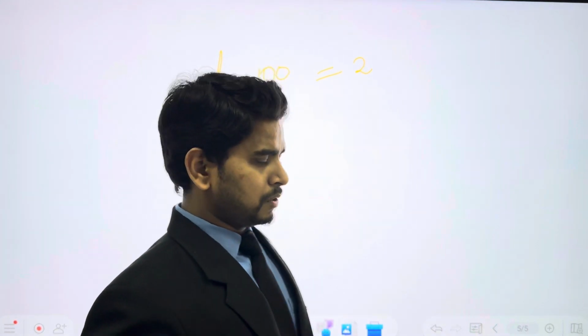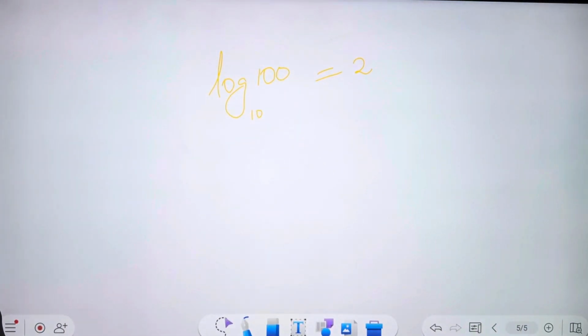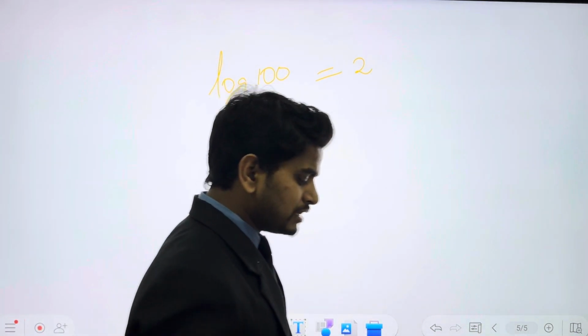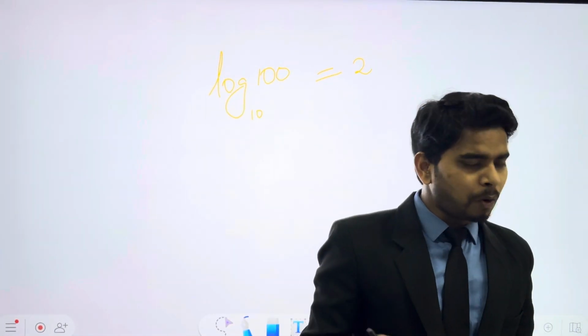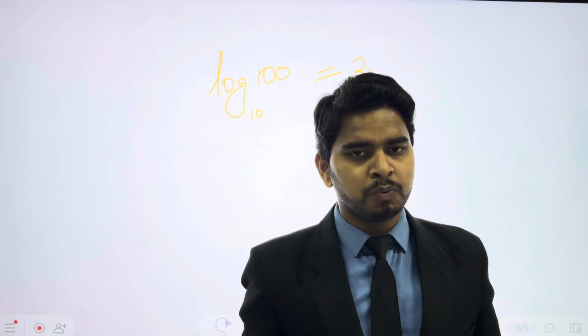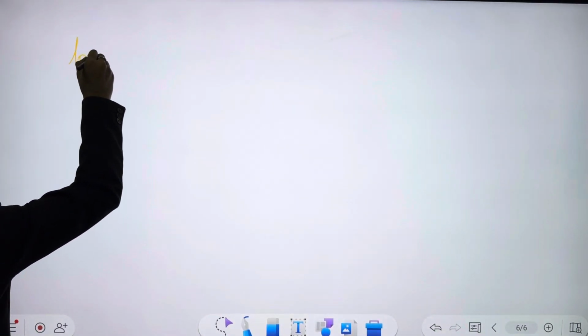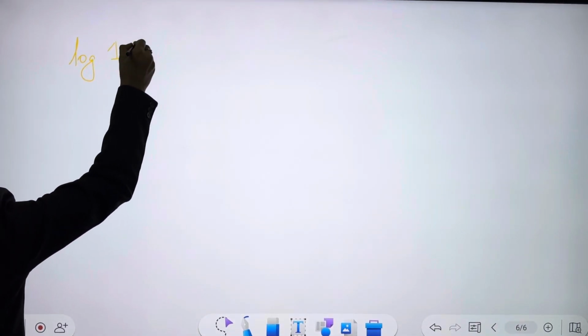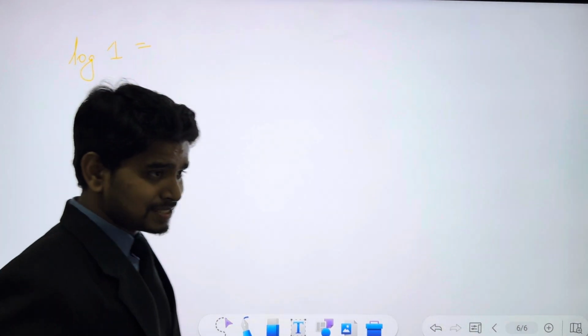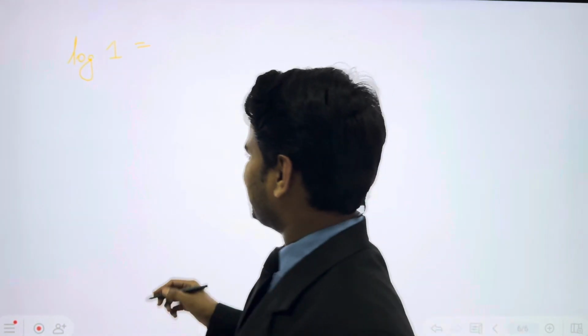Okay. Chalo. Now let's do one thing. Let's try to figure out the value of all the numbers between 0 to 10. Let's just start with log 1. This is the most important thing you should be able to know. Log 1 is equal to what? Guess. What is the power we should give on 10 to reach 1? 0. Exactly, 0 is the right answer.